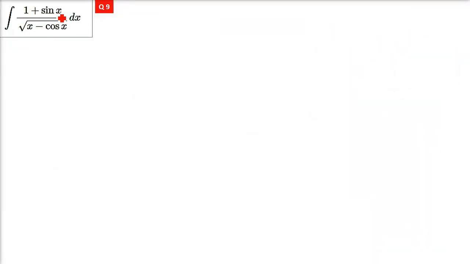Now we have 1 plus sine x divided by under root x minus cos x. If you observe this denominator, it can easily produce the numerator if differentiated. So if you take t equals x minus cos x, dt by dx will be equal to 1 minus cos x, which is minus minus sine x, so plus, 1 plus sine x.